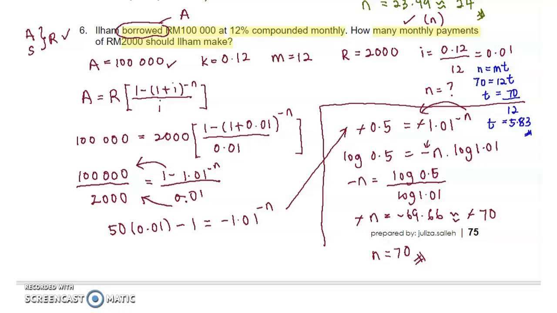If the question asks you to find how long, or the term of the borrowing period, you do that. But in this case, it only asks you to find the number of monthly payments, which is value N.